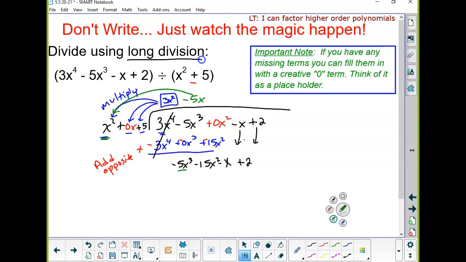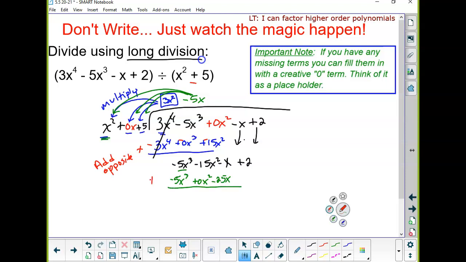You do not have to draw the arrows because it does get kind of messy. However, the students that draw the arrows, remember we multiply all of these three terms by negative 5x. So let's follow the first arrow. Negative 5x times x squared is negative 5x to the third. Negative 5x times 0x is 0x squared. And then the last green arrow, negative 5x times 5, is negative 25x.